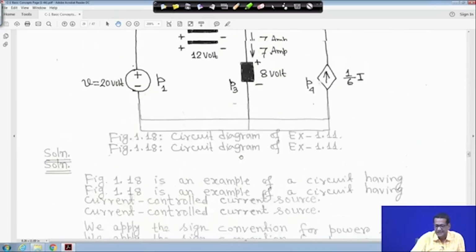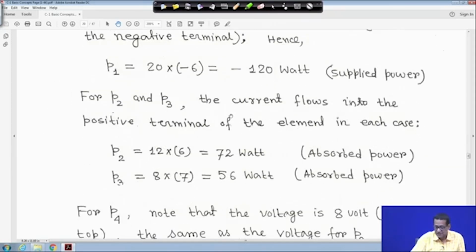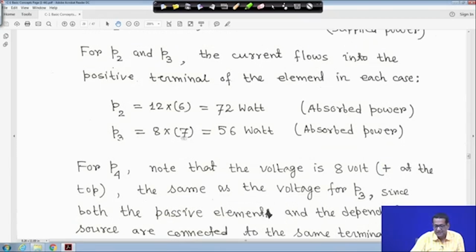Again you come to this circuit, where 7 ampere current is entering into this terminal. So it is positive, that means as current is entering the positive terminal, it will be power absorbed, and the voltage is given as 8. So 8 into 7, P3 will be 56 watt power absorbed. So it is marked here that P3 is equal to 8 into 7, 56 watt, right. So it is absorbed power.